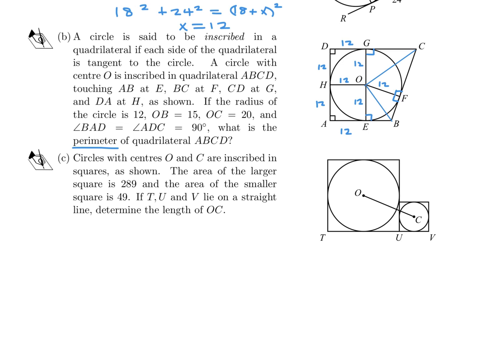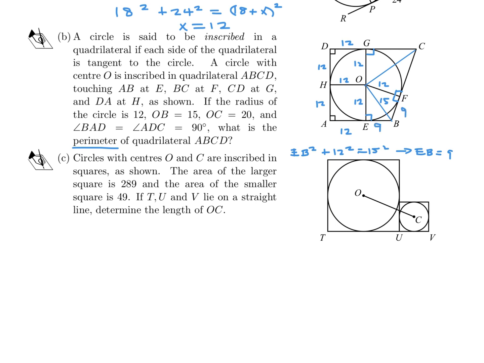And then did they give us anything else? OB is 15. Okay, that's very helpful. So then I can easily calculate EB. EB squared plus 12 squared is 15 squared, and therefore EB is equal to 9. You can figure that out pretty quickly. So there's 9 and there's 9.